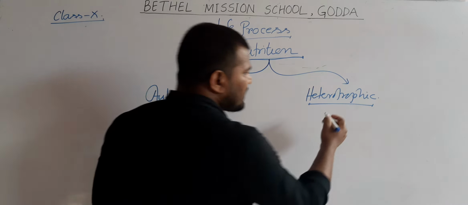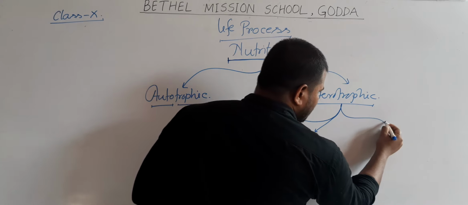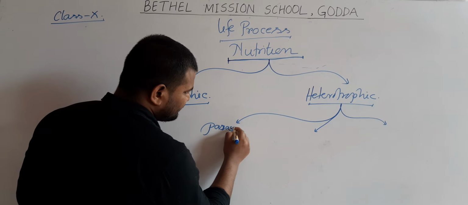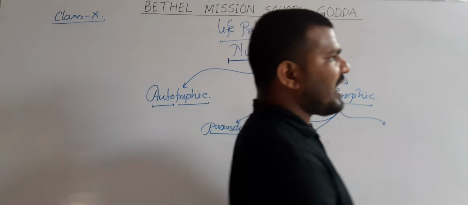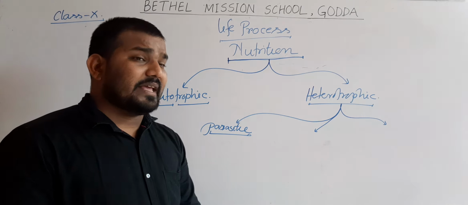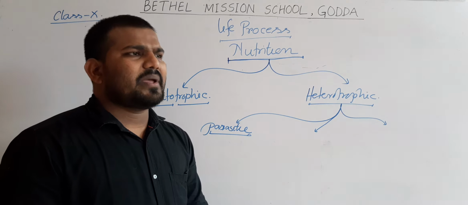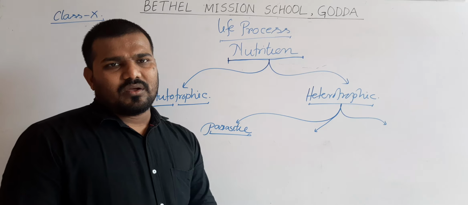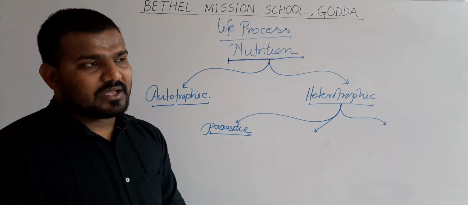Now, further, this heterotrophic nutrition is classified into three categories. The first one is parasitic. According to pathology, some microorganisms present can cause disease. They are known as pathogens. Or in our environment, a huge number of organisms are present which choose a living host cell for food and shelter. Their mode of nutrition will be parasitic nutrition.